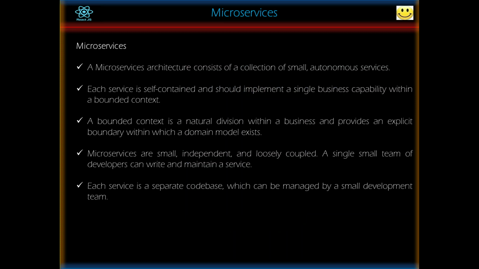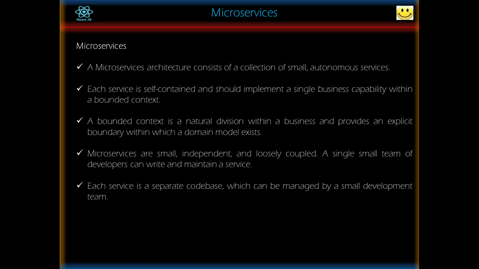Microservices. A microservice architecture consists of a collection of small autonomous services. Each service is self-contained and should implement a single business capability within the bounded context. A bounded context is a natural division within a business and provides an explicit boundary within which a domain model exists.